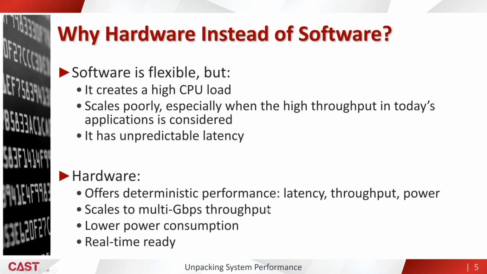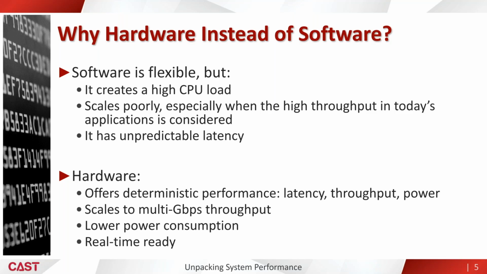So let's discuss why we should prefer hardware over software. Well, obviously, software is flexible. You can implement different software algorithms in your CPU, and whether you change your mind, you can choose another software. But especially when we discuss the high throughput applications that are necessary today for applications such as data centers and AI, this will create a very high load in your CPU, and your CPU will need to dedicate all of its resources on this specific algorithm. This will also mean that the throughput will scale poorly, especially for this kind of throughputs that we need today, like multi-gigabits per second.